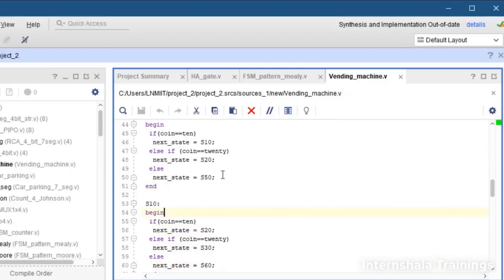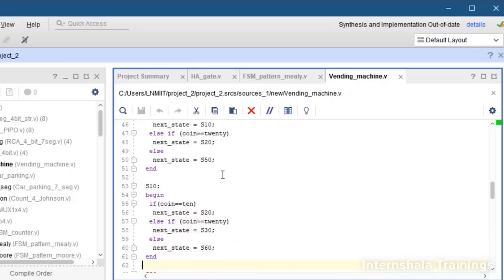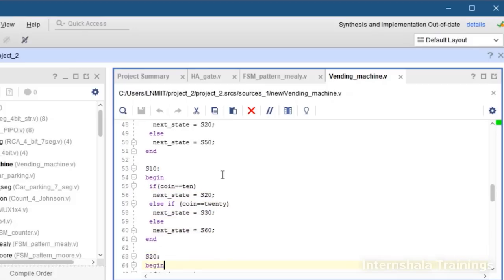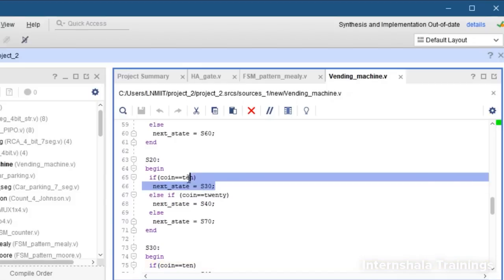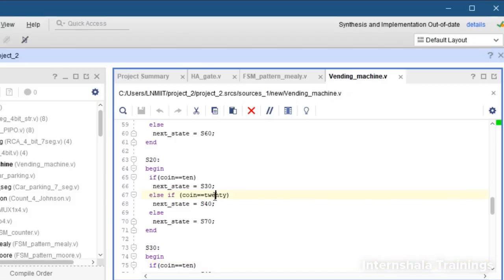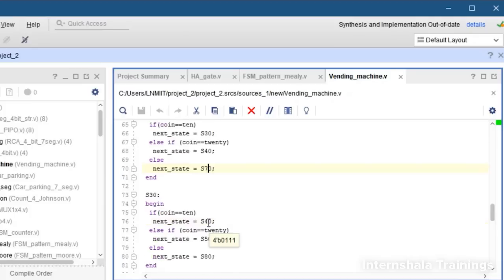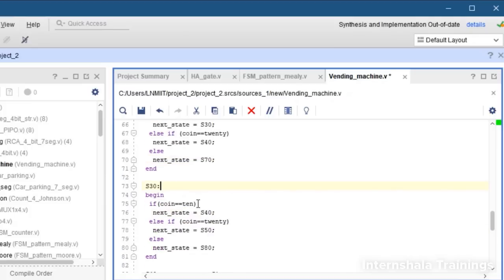In S10, if the input is 10, then we go to S20. If the input is 20, we go to S30. Otherwise, we go to S60. Similarly, for S20, if the input is 10, we go to S30. For 20, we go to S40. And for 50, we go to S70. In S30, if the input is 10, we go to S40. If the input is 20, we go to S50. And if the input is 50, we go to S80.